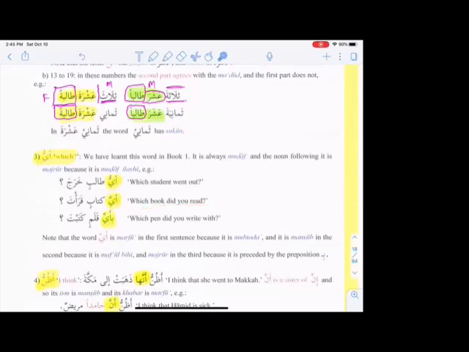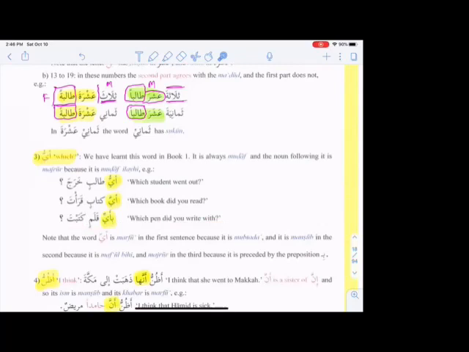Ayya kitabin karata, which book did you read? So here, if you bring karata, then you will see this becomes mafulun bihi. Karata ayya kitabin. So this becomes mafulun bihi. Of course, this will always be mudaf ilayhi majroor. Bi ayyi kalamin katabta. Which pen did you write with? So bi comes, will make ayyu into ayyi, and kalamin is mudaf ilayhi. Katabta.